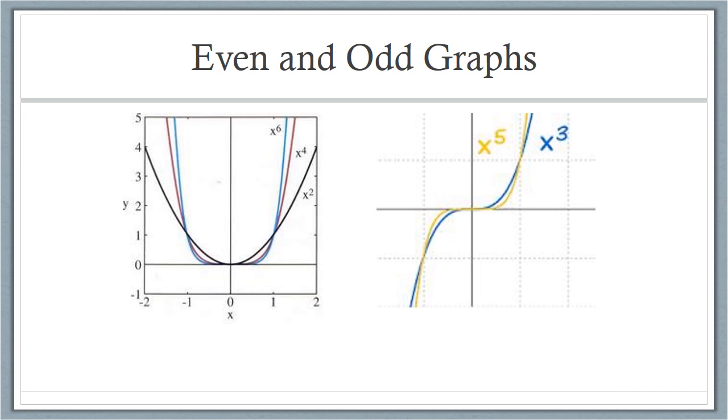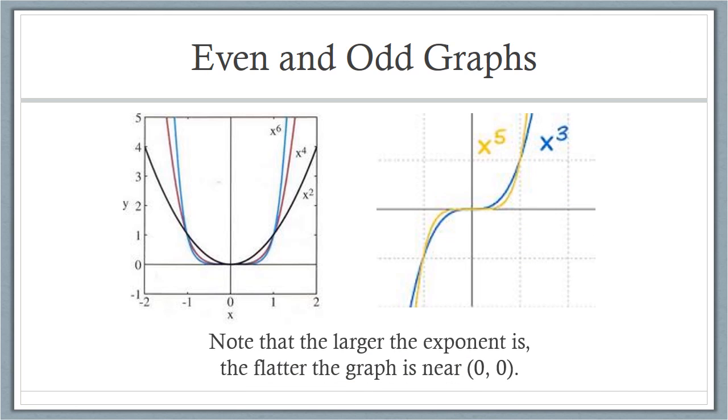Okay, here we have an example of even graphs and odd graphs. We have x squared, x to the fourth, and x to the sixth all graphed on the same axis. And we have x to the third and x to the fifth. You can see the similarities between the even functions, and then you can see the similarities between the odd functions. Notice that the larger the power is, the flatter the graph tends to be as it gets close to the point 0, 0.